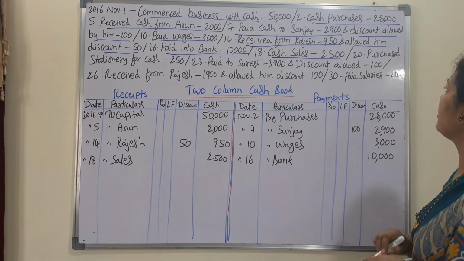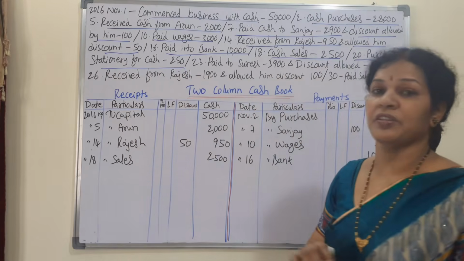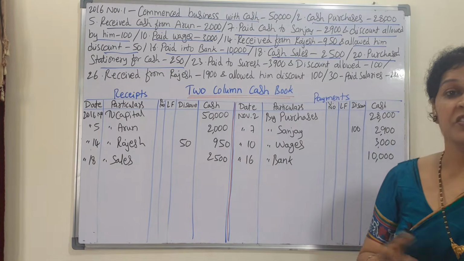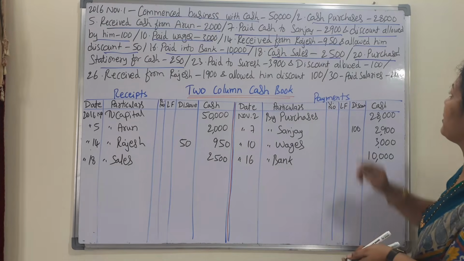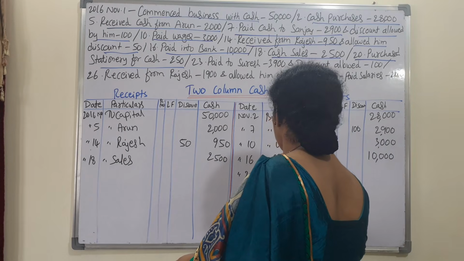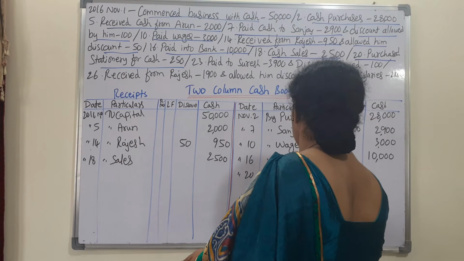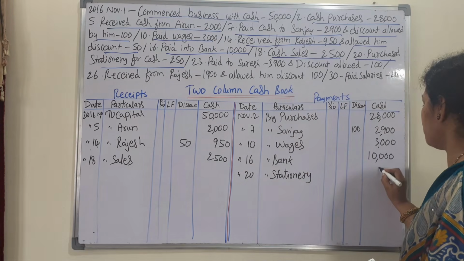Next, after that, 20th, purchased stationery for cash. Purchasing stationery is a payment. So on the credit side we will write, 20th, by stationery 250.